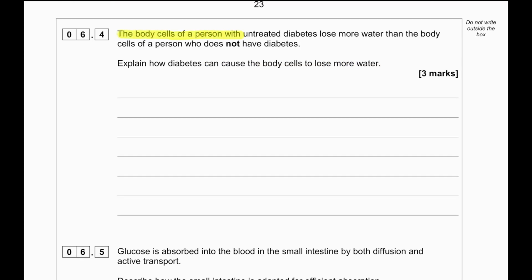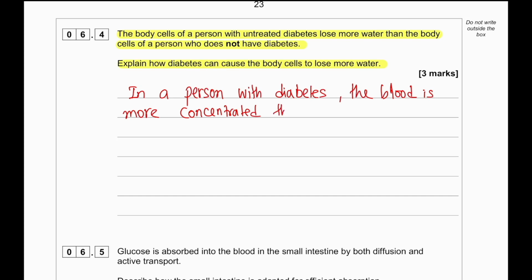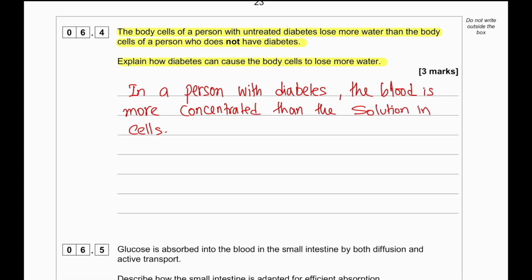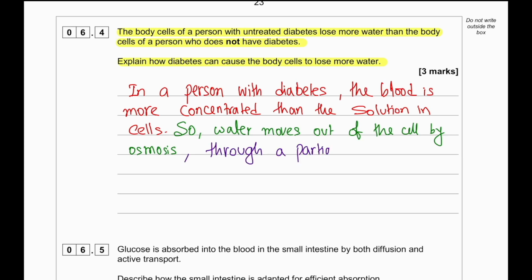The body cells of a person with untreated diabetes lose more water than the body cells of a person who does not have diabetes. Explain how diabetes can cause the body cells to lose more water. Since diabetes causes a high blood glucose concentration, the blood is more concentrated than the solution inside the cells, so water moves out of the cells into the blood by osmosis. As the water moves through the partially permeable membrane of the cell into the blood, this dehydrates the person at a cellular level.